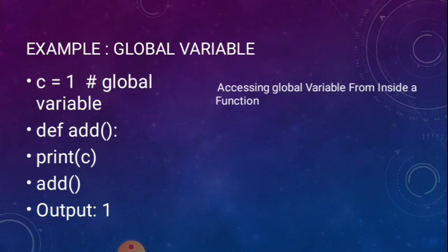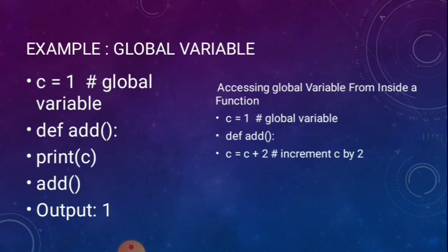The next example, accessing the global variable from inside a function, here with some additional modification. See, same, c is equal to 1 with the default value. Then the definition starts. Here c = c + 2. I'm just incrementing the value by 2.